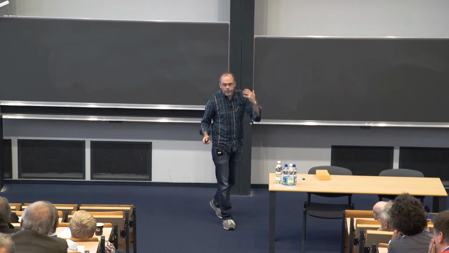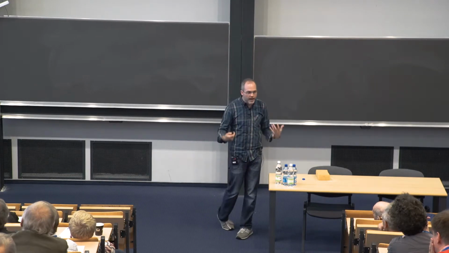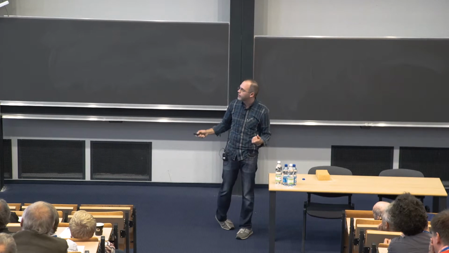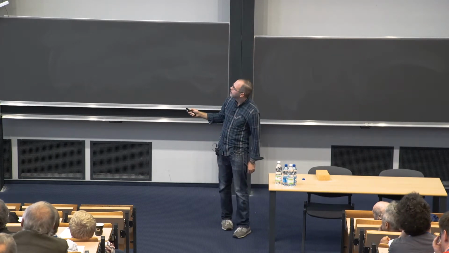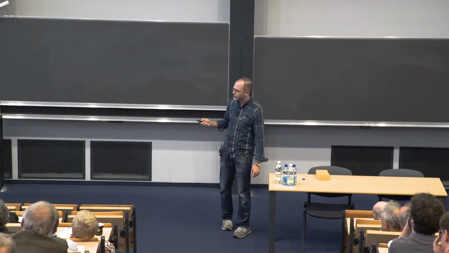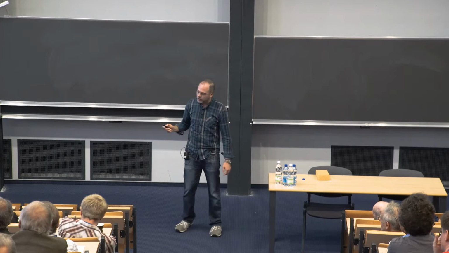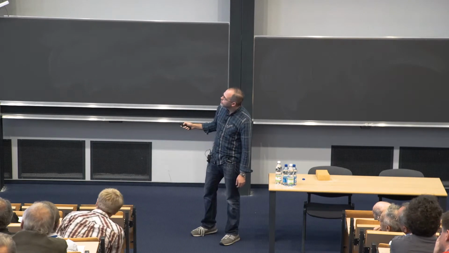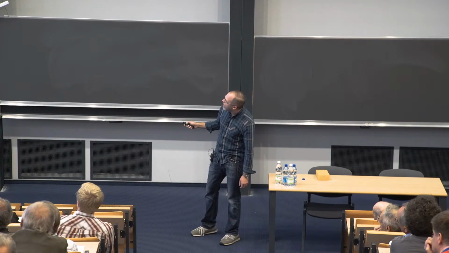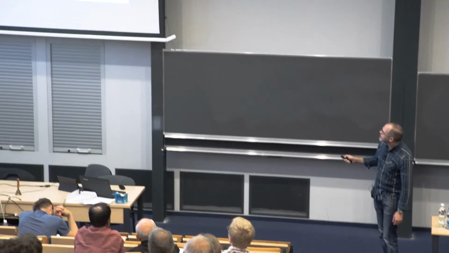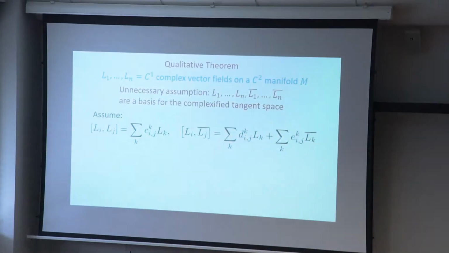So in your head, think of L1 through Ln as being a basis for the anti-holomorphic vector fields. So these will then be a basis for the holomorphic vector fields. But now we're on some abstract manifold, so we can't really talk about those. And we're going to assume two things. Well, this is the big assumption. We're going to assume the commutator of Li with Lj is written as a linear combination of the L's.